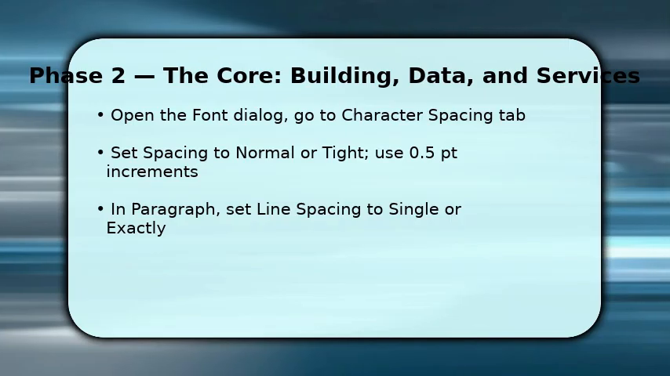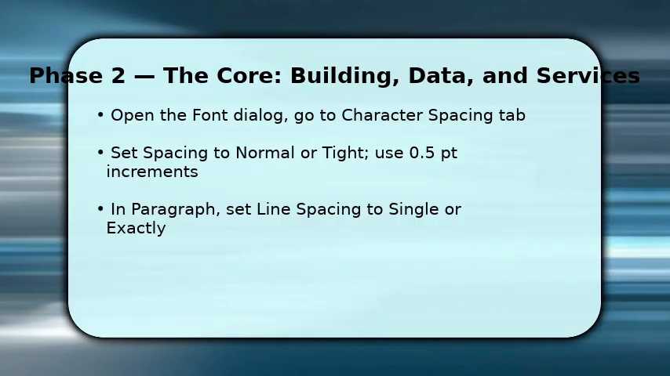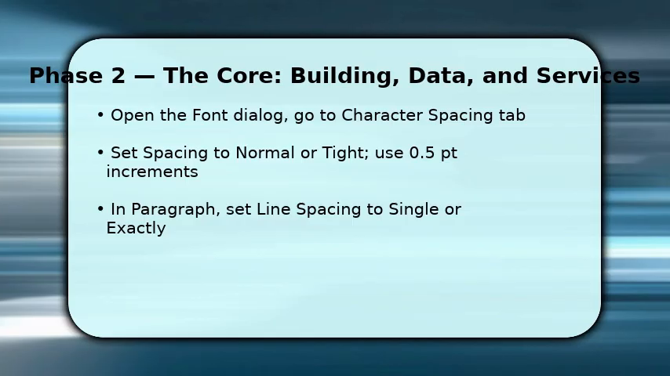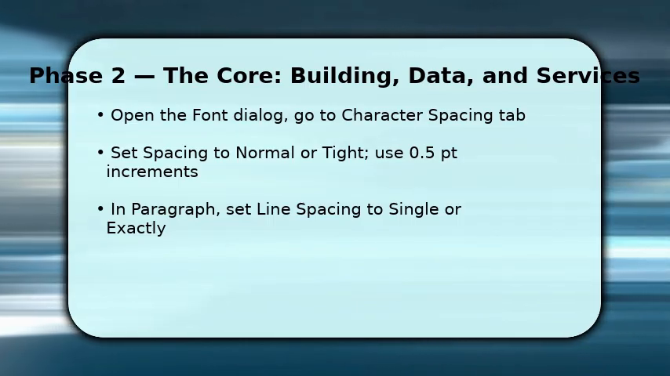Next, tweak character and paragraph spacing together so words compress evenly. Open the font dialog and choose the character spacing tab. Change spacing to normal or tight, nudging by 0.5 pt steps to avoid clipping. Then, switch to the paragraph dialog and set line spacing to single or exactly with a value matching your font size. This prevents automatic expansion.